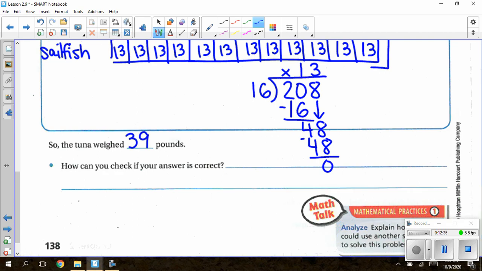So for the bullet point, how can you check if your answer is correct? Well, remember from the previous question, I added the 2 weights of the fish together to see if that equaled the total weight. So I could do the same thing for this question. After I figure out how much the sailfish weighs by taking my 13 times 12 and then adding on the 39 pounds plus the 13 pounds, I can make sure that the total weight of the fish equals what they said up in the problem.